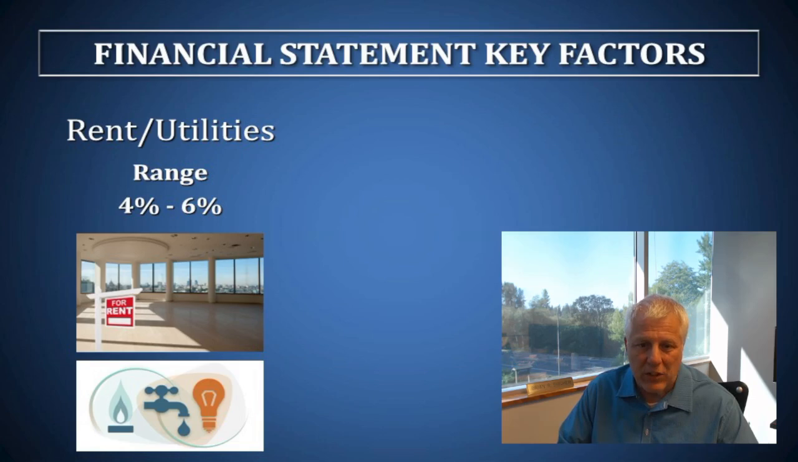4 to 6% is the range where practices are fully utilized or close to fully utilized. If there's operatories open or if you've expanded, that percentage will be higher. And it doesn't mean that you have bad overhead. It just means that your production hasn't increased to the level of your capacity.